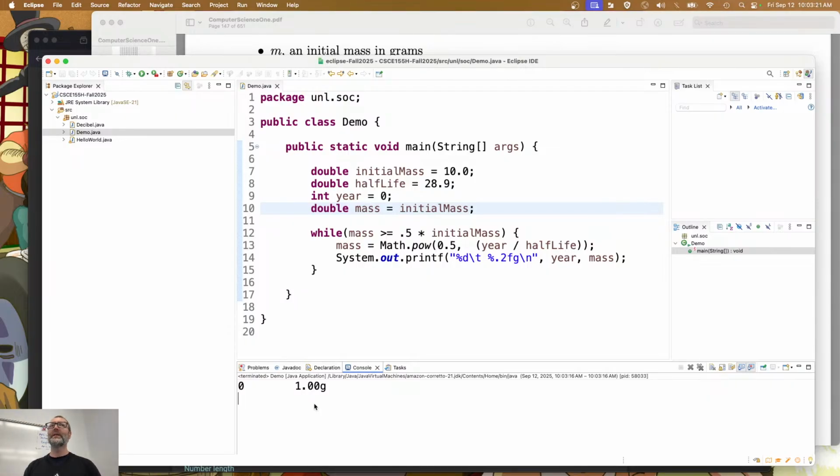0 and 1 gram. Okay. So, what happened? The mass is missing. 10 is greater than 1/2 of 10. I don't think it's the while loop yet.